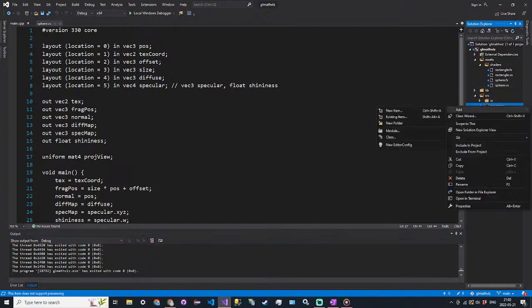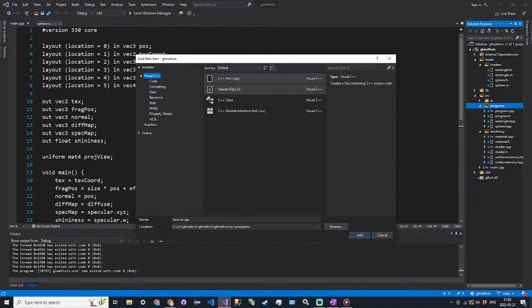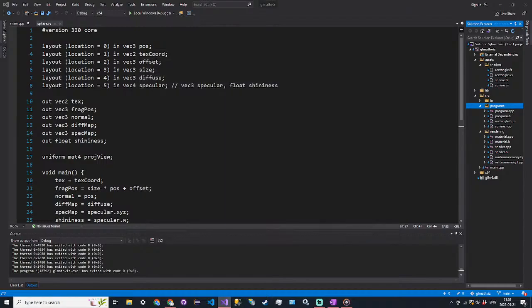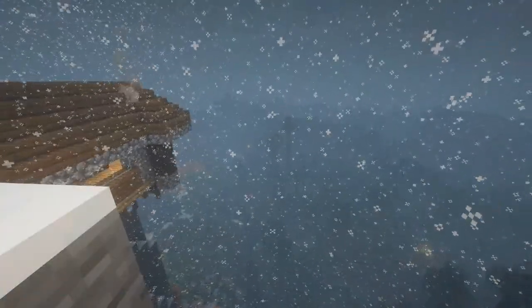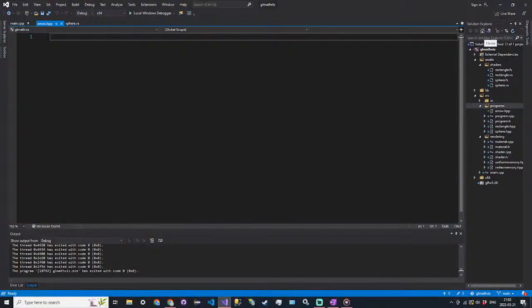We're going to go into programs in that folder, and we're going to create a new item called arrow.hpp. Finally typing. All right. Good. Sorry, I'm just getting paranoid. My microphone wasn't working earlier this week when I was trying to record a video, but it's working now, so we are all set to go.